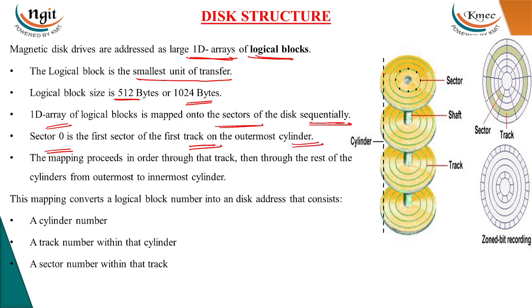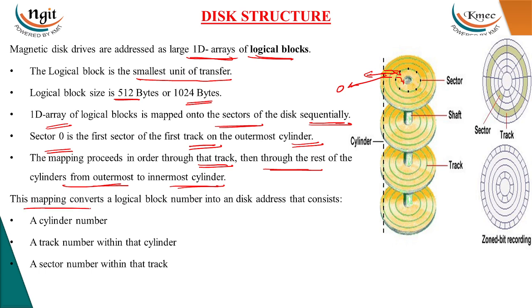That means this particular track is the outermost track and the first sector is our sector 0. The mapping proceeds in order through this track, then to the inner track, and so on. The number of sectors on the outermost track will be greater than the sectors on the innermost track. So the mapping proceeds through the track, then through the rest of the tracks, from the outermost to the innermost cylinder.